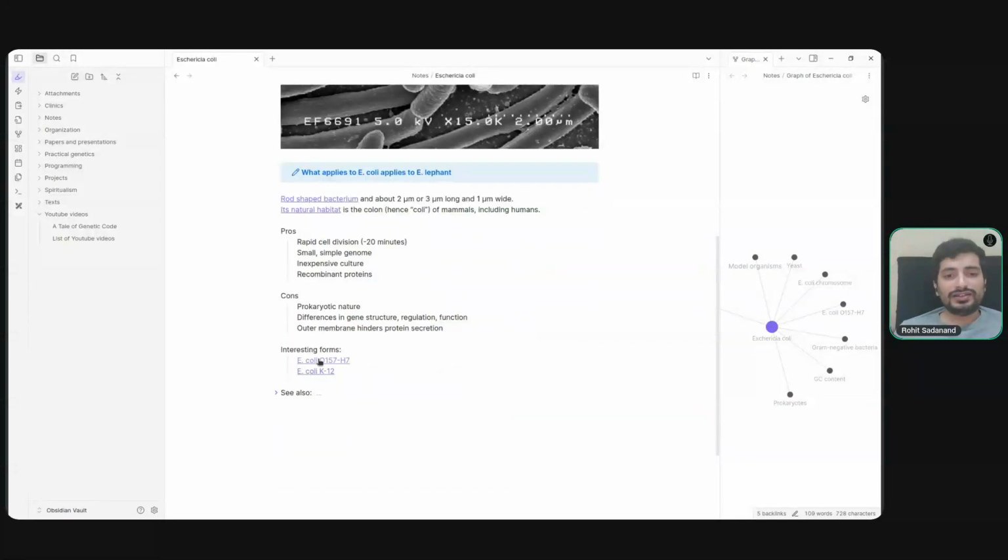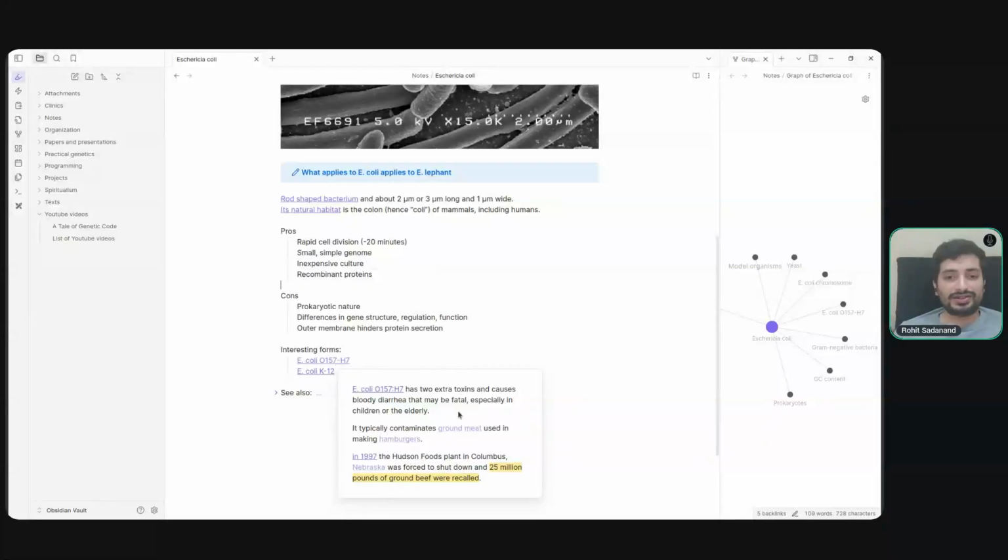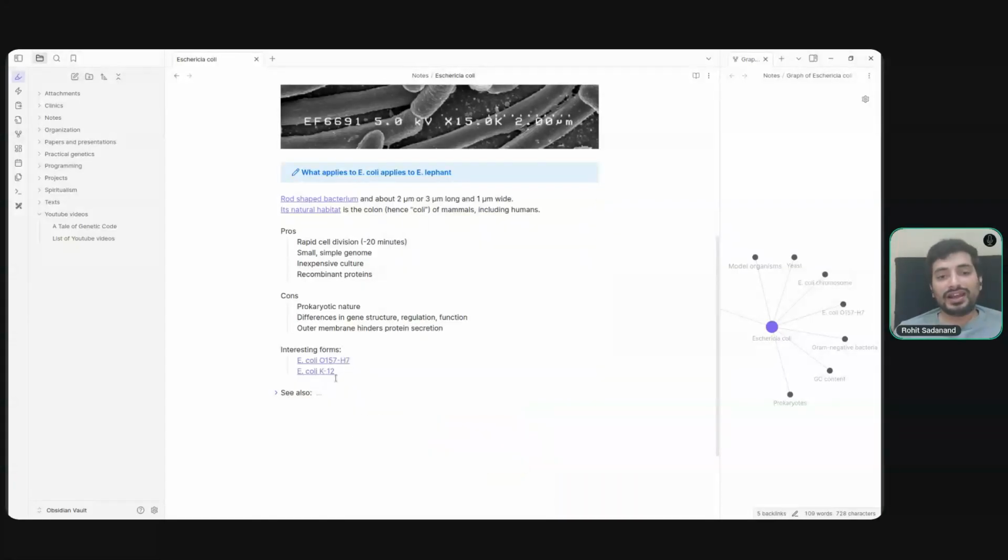And then there are certain interesting forms of E. coli. One I had just alluded to can cause really nasty diarrhea that might be life-threatening. So this is the one. You can see it has extra toxins and it can cause bloody diarrhea. It might be fatal. One interesting fact is that the Hudson Foods plant had to recall 25 million pounds of ground beef because it was considered to be contaminated with this strain of E. coli, right?